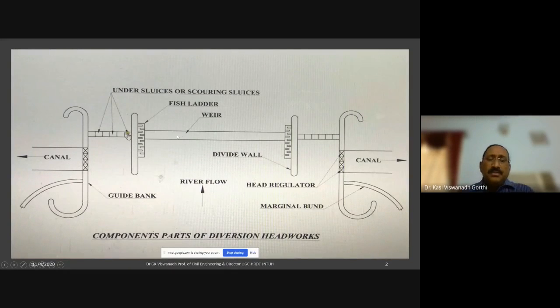Apart from that, we also concentrate on the failures of these weirs or barrages. In the last class, you have seen the distinction between a weir and a barrage also. However, both structures perform the same function: to raise the water level temporarily so as to enable the water to flow into the canals.